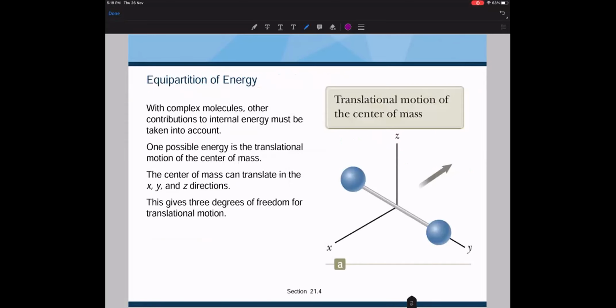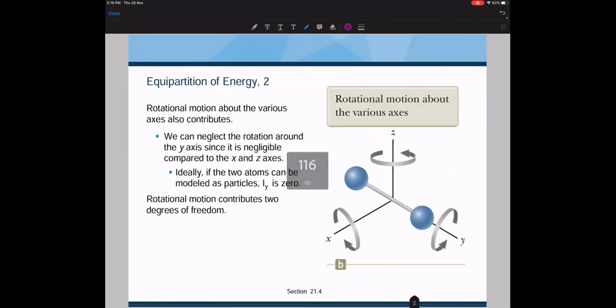We have mentioned just now the equal partition of energy. So far we have been focusing on the monoatomic gas, where you have the translational kinetic energy contributing to the internal energy. When you have diatomic molecules, rotation of the molecules would also contribute to the internal energy.